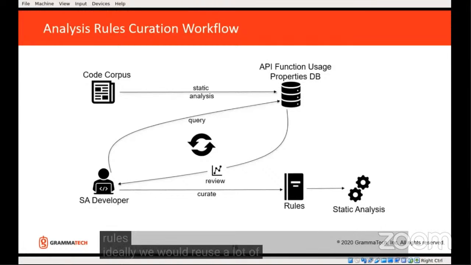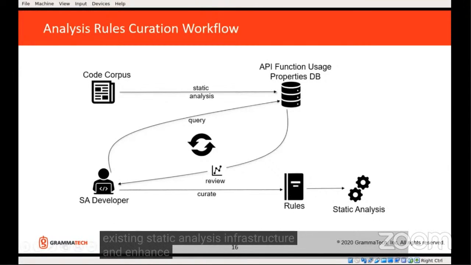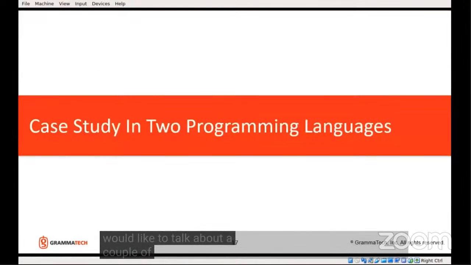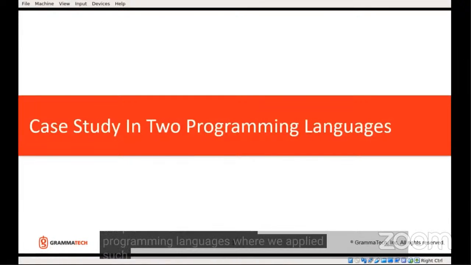Ideally, we would reuse a lot of the existing static analysis infrastructure and enhance the static analyses with the ability to find violations of all of these. So with this kind of general setup, I would like to talk about a couple of case studies in two programming languages where we applied such a methodology.